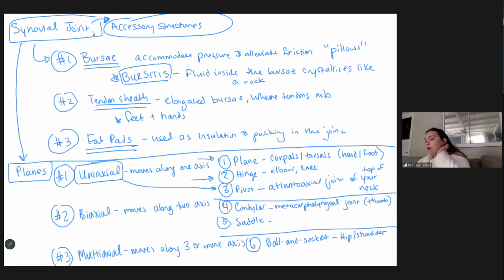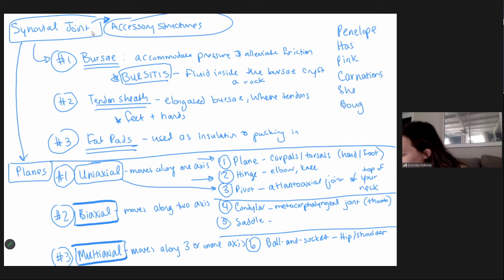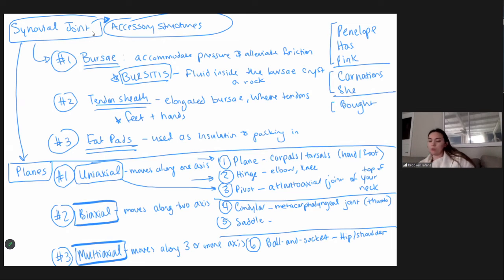Okay. So the way that I remembered this when I took my test is I made a little mnemonic for it. I'm going to erase a little bit up here because I'm out of room down here. So I did Penelope has pink carnations she bought. And then I knew that the first 3 were for uniaxial, the next 2 were for biaxial, and the last one was for multi. Does that make sense? It goes 3, 2, 1.